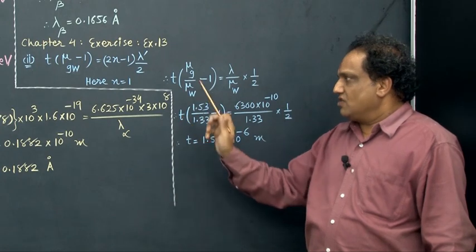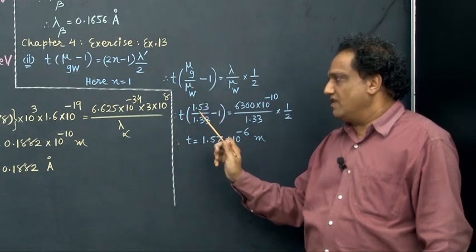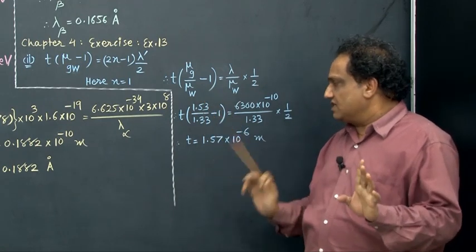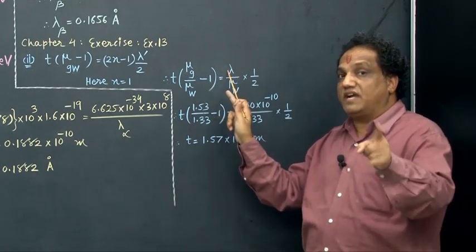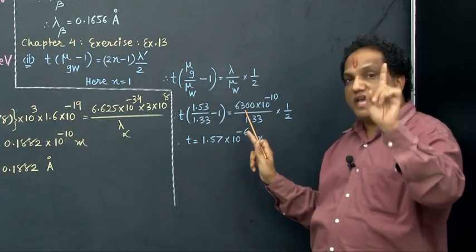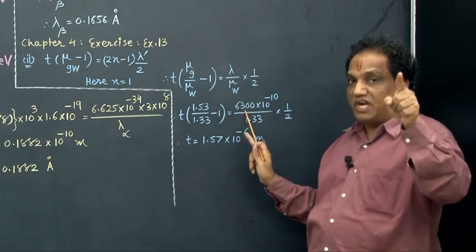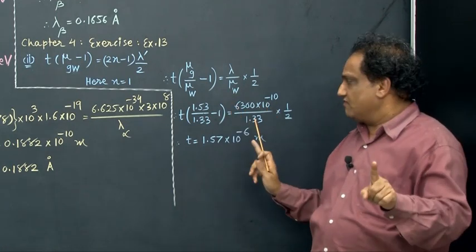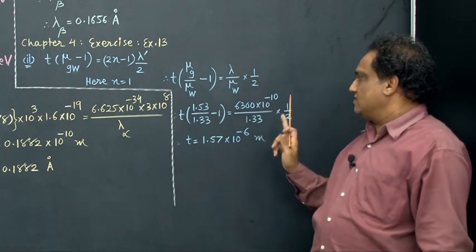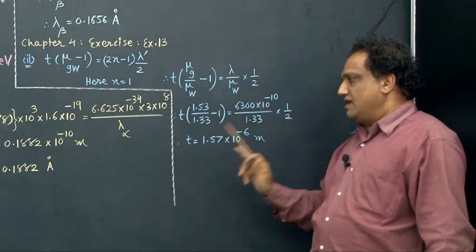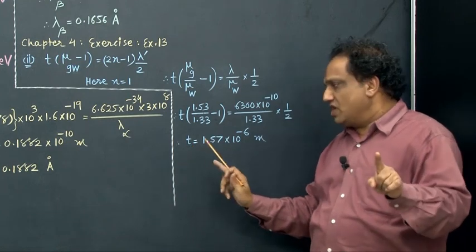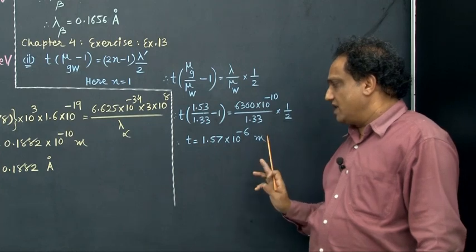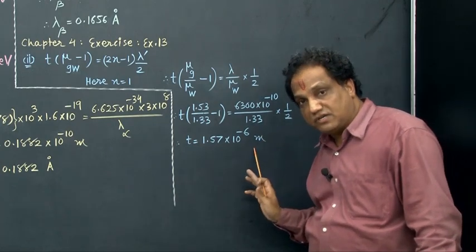Come on, T as it is. What is the refractive index of glass? They have given 1.53. The refractive index of water is 1.33, minus 1 as it is. What about lambda? The wavelength of light in air, they have given 6300 angstrom. Suppose I want to convert into meter, multiply by 10 raised to minus 10. This is the refractive index of water, which is 1.33, and don't forget this 1 by 2, okay? Simplify, now you will get the answer as per the textbook. The thickness of the plate comes out to be 1.57 into 10 raised to minus 6, this many meter. Got it?